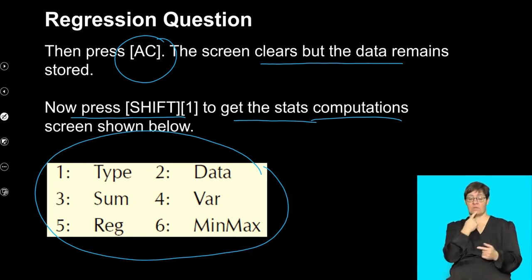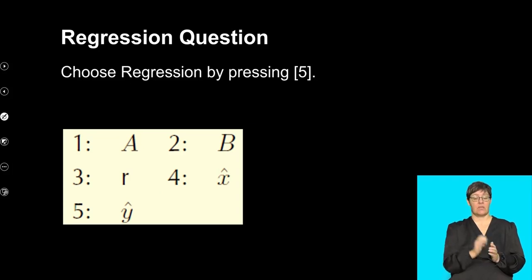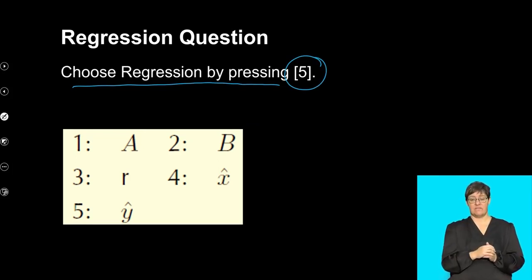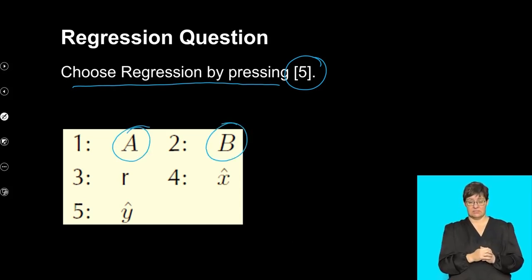So now we're going to say AC, Shift 1 to get to this position. After that, we choose regression by selecting 5. If you choose regression by selecting 5, we should get this. Can you see this? This is our A and B. That's what we want. Are we all together? We want the value of A and the value of B. And also remember that R means correlation also.